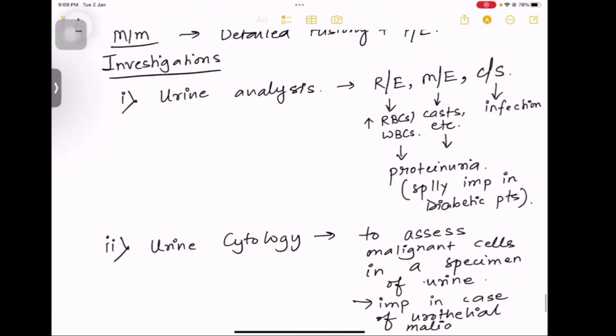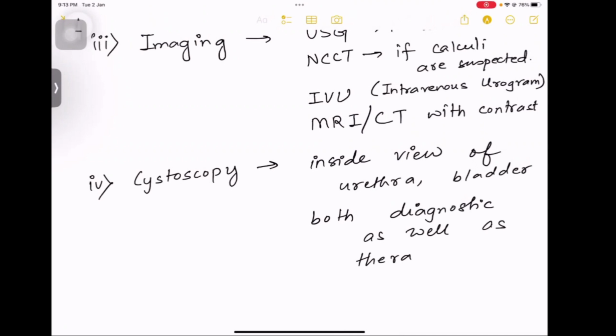Finally, you do a cystoscopy. This can be for diagnostic as well as therapeutic purposes, and cystoscopy helps you look inside the urethra and the urinary bladder. Now finally, you can remove the bladder tumors by transurethral resection of the bladder. This is called TURBT. This is one of the management options that I can tell you.